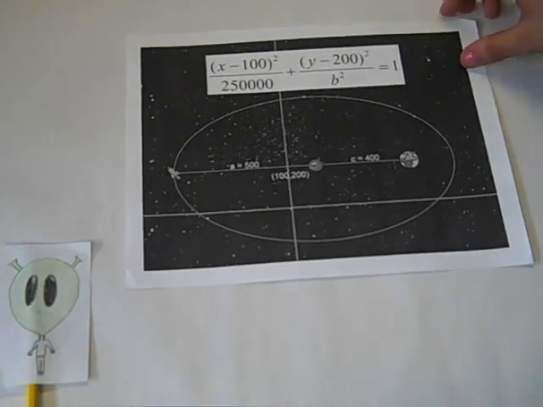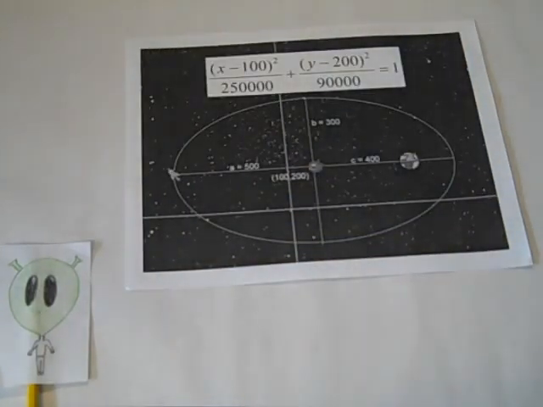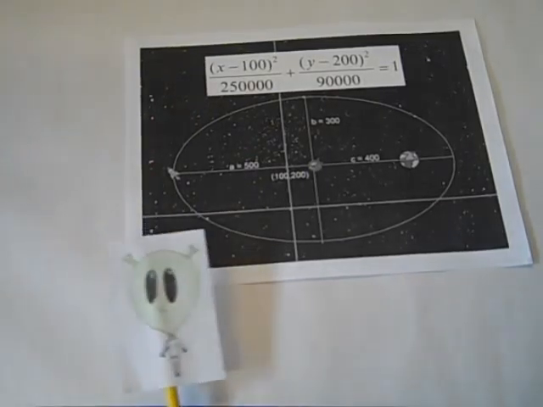Now he can plug this into the equation for an ellipse and write the full equation as (x minus 100) squared over 250,000 plus (y minus 200) squared over 90,000 equals 1. Now he can plug this equation into his computer and plot a path to the SS Vertex. The end.